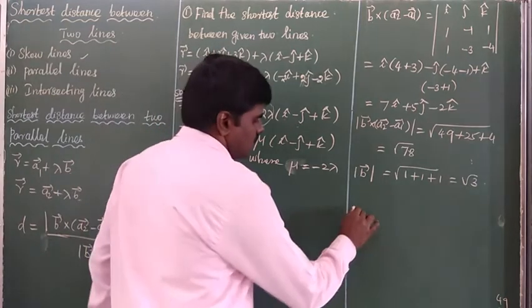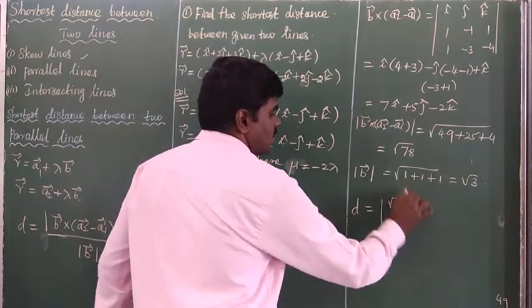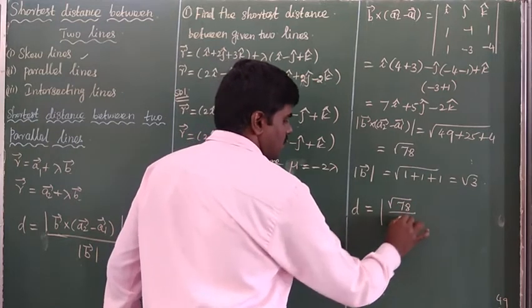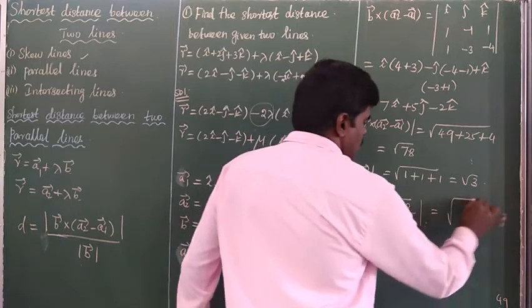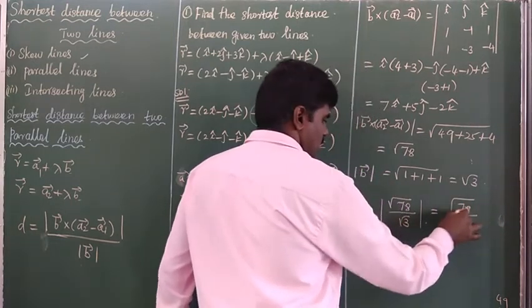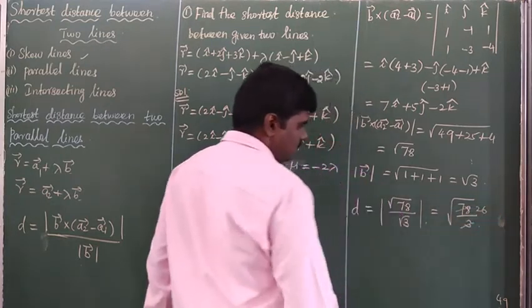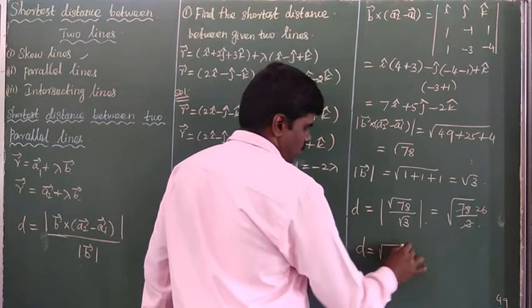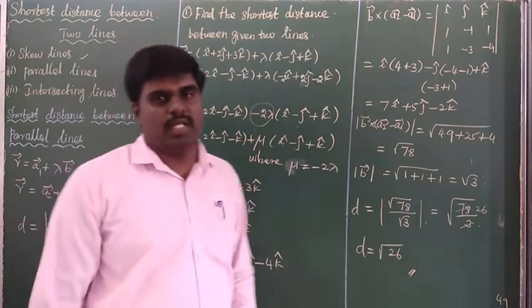So what's the distance? The distance equals the modulus of square root of 78 by root 3. Is that clear? This will simplify: square root of 78 divided by 3. Here we will cancel, 3 times 26 is 78. Therefore, distance equals square root of 26. This is the shortest distance between the two parallel lines.